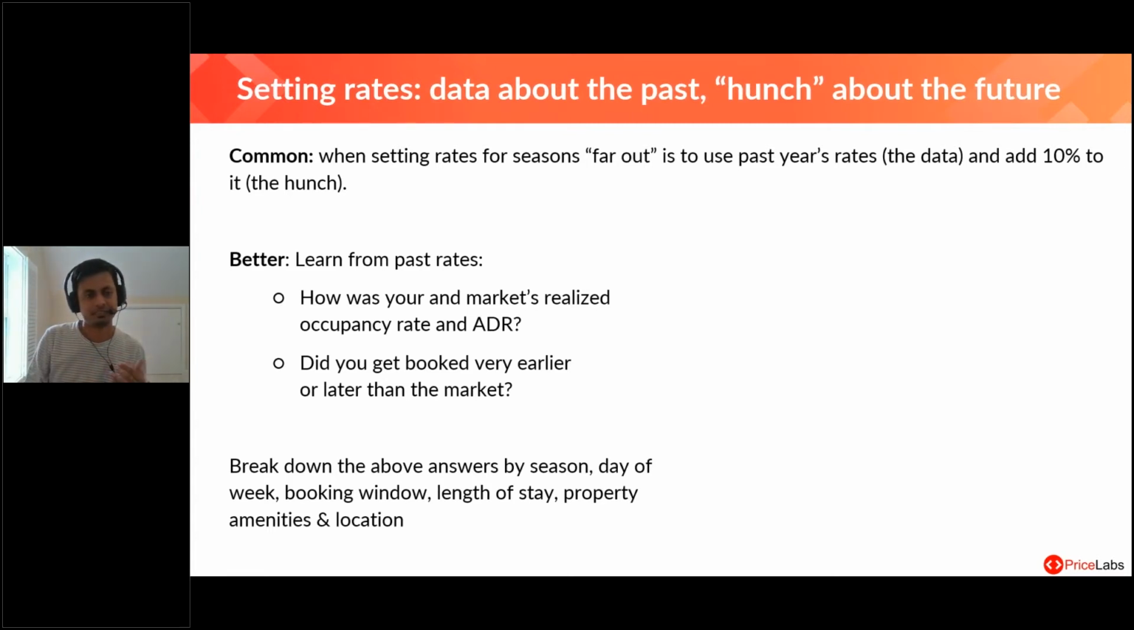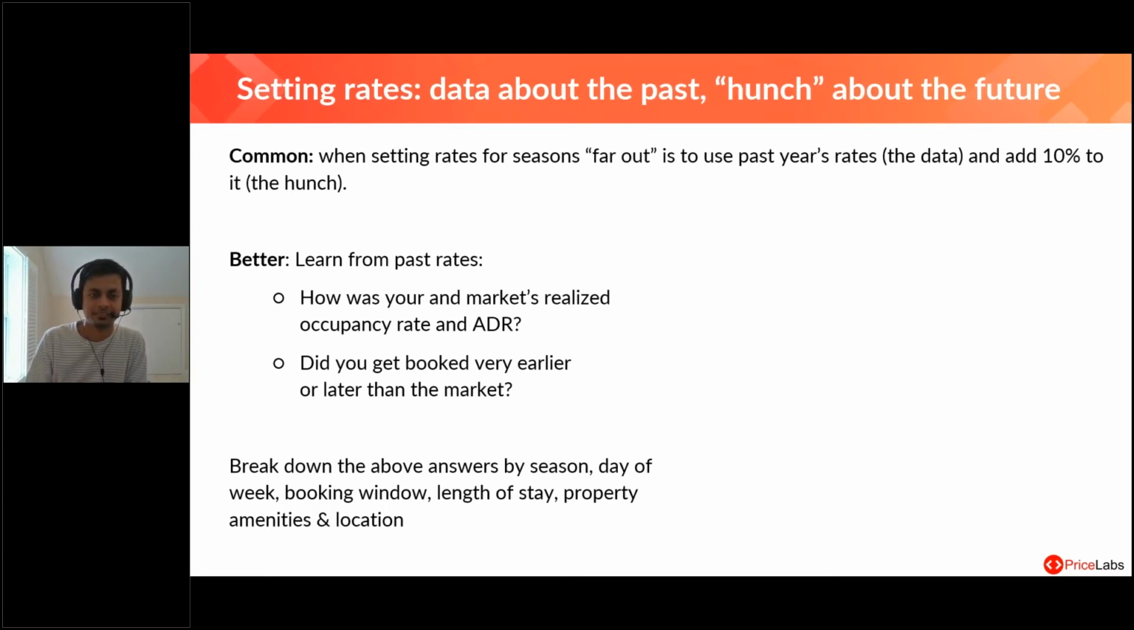So say low season was selling for $300 a night and high season was selling for $600 a night. And for shoulder season, which is June, you set a rate of $450 a night. Now, what would be very useful for you to do is to go back and look at across your portfolio, how was June's occupancy? If you can get access to market data, also look at how was June's occupancy in the market and not just your portfolio.